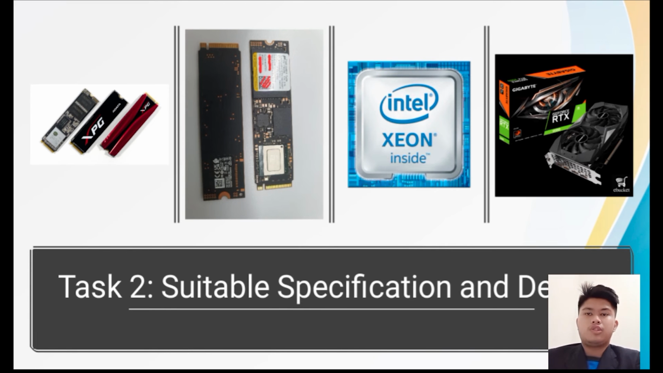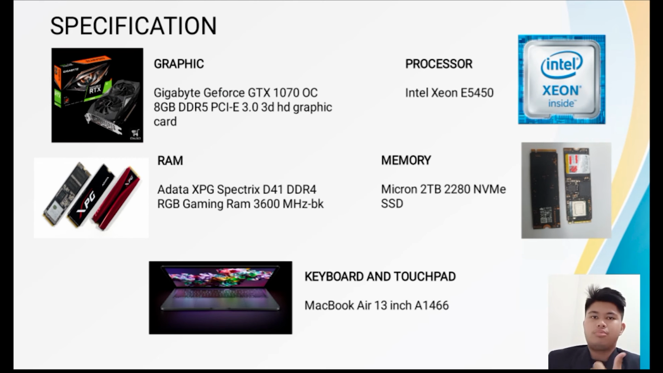Okay, so for this part, it asks for the better specification for the device. So we start from the processor. For the processor, I will choose the Intel Xeon E5450. Why? Because it has more cores and a higher clock speed, whereby it can go up to 4.0 gigahertz. For the graphics, I will choose the Gigabyte GeForce GTX 1070. Why? Because it has better graphic quality.